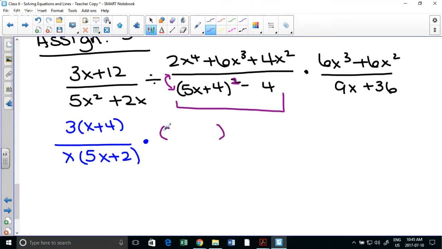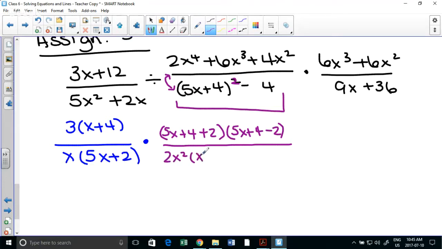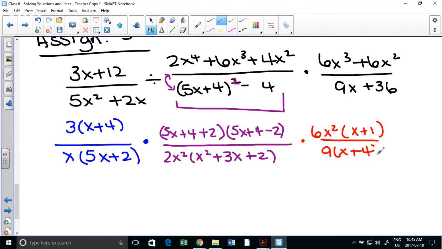So I get the square root of the first, square root of the second, one is plus and one is minus. Here I can pull out a 2x squared, and that leaves me with x squared plus 3x plus 2. And this last term, here I can pull out a 6x squared, leaving me with x plus 1. And here I can pull out a 9, which leaves me with x plus 4.